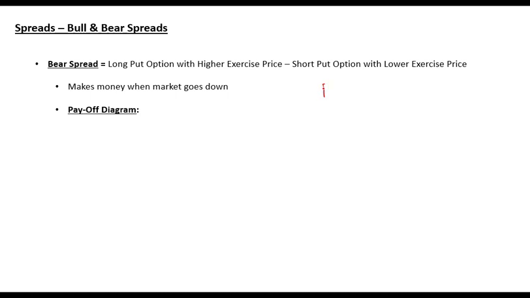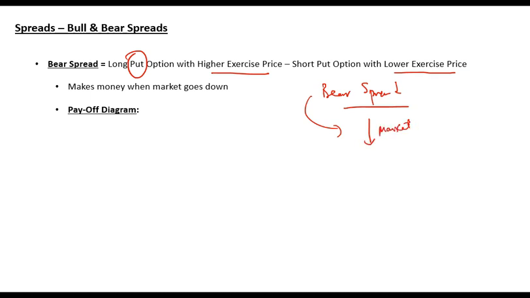Moving on, what is a bear spread? Bear spread is formed when you buy a put option with higher exercise price and you sell a put option with lower exercise price. And when will you benefit? You will benefit if market goes down. Market or stock price goes down.